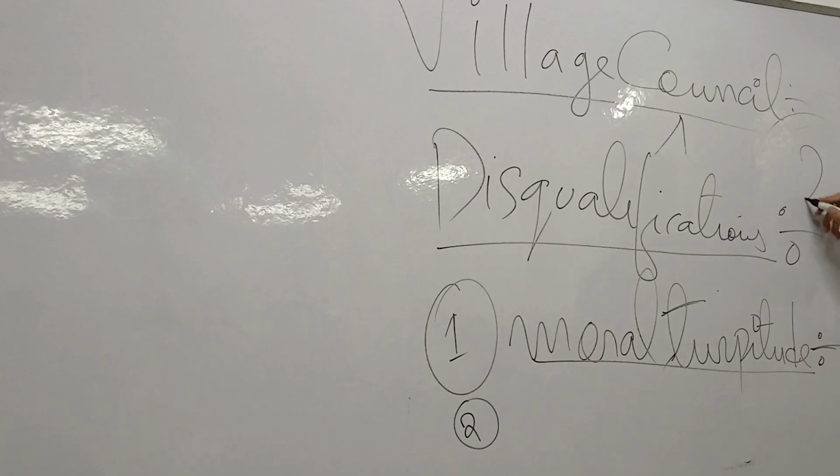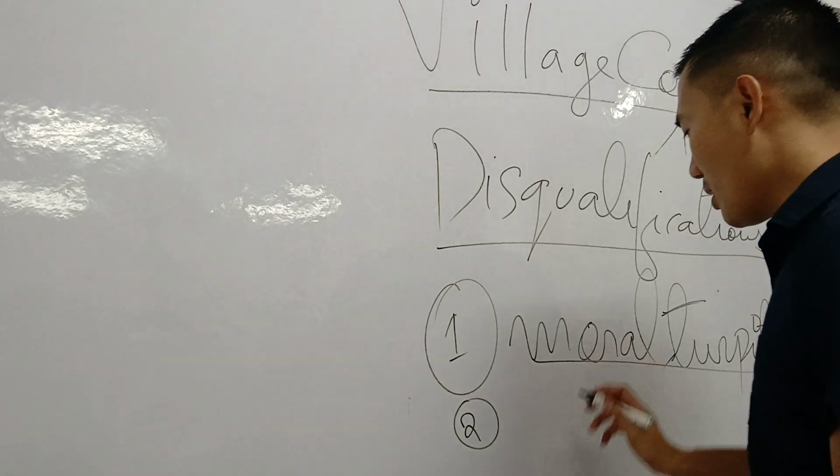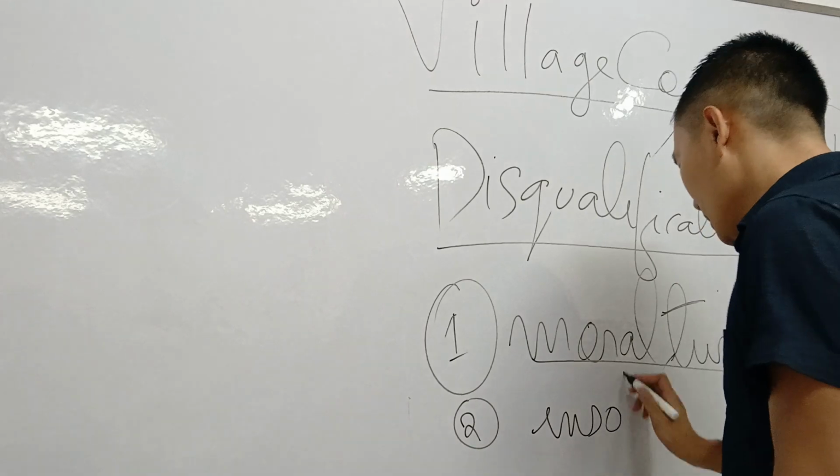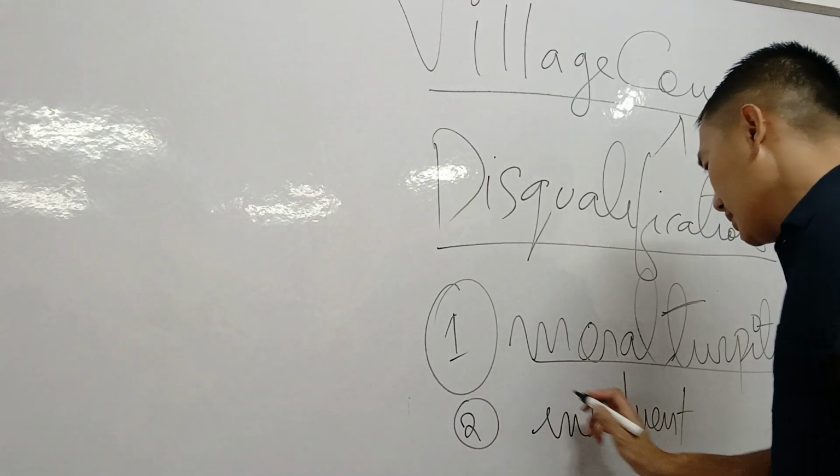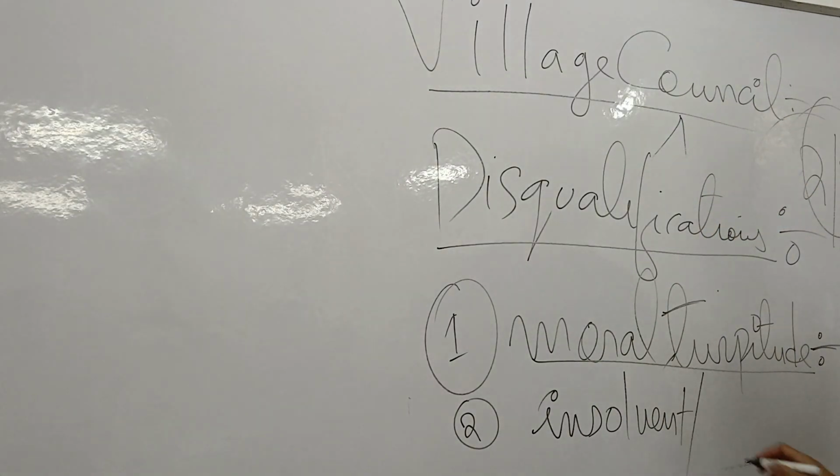They will pass a resolution supported by a 2/3 majority, just like the Lok Sabha. Same thing, alright? Your village council will remove you. Your friends will remove you by passing a resolution supported by a 2/3 majority in the village council assembly. Moral turpitude, insolvent, or incapable.